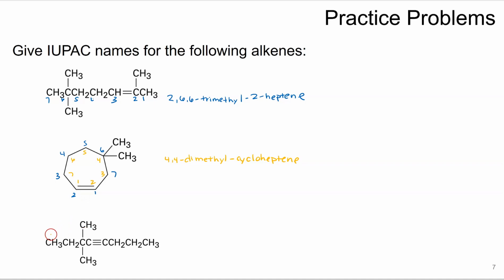This structure here, I have 1. The numbering puts the alkyne at 4 in both directions, but I have these substituents here that should get the lower numbering. So I'm going to use this numbering to get 3,3-dimethyl 4-octyne.